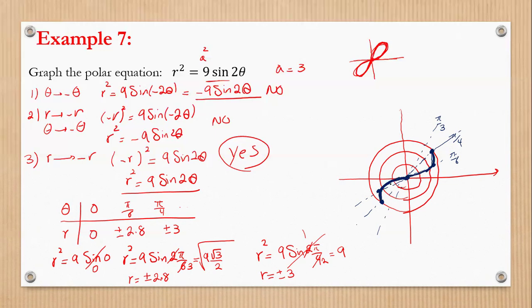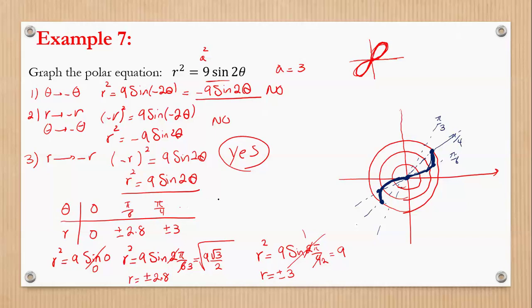Since we know it's symmetric about the pole, that means everything on this side should have the same on the other side of the pole. And we need the whole petals. So you can plot more points. For example, you can replace theta by pi over 3 to see what you get.